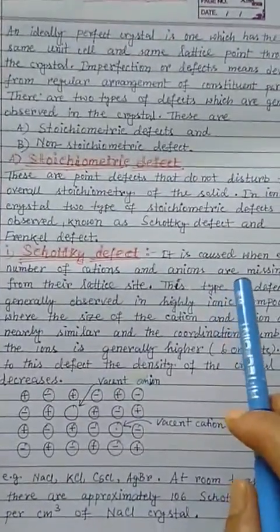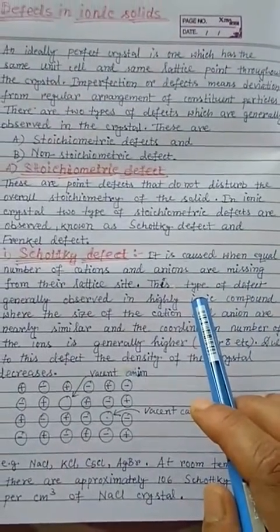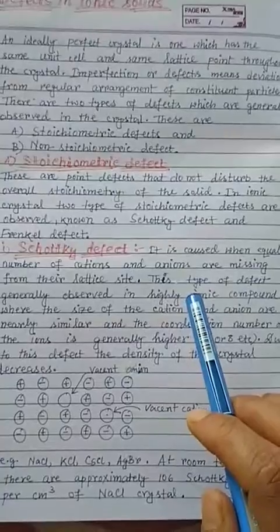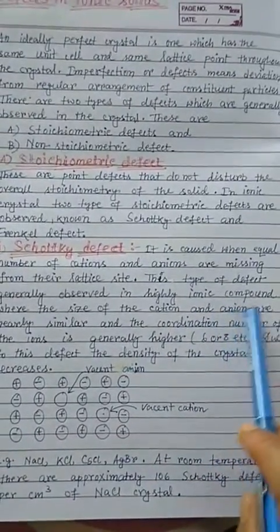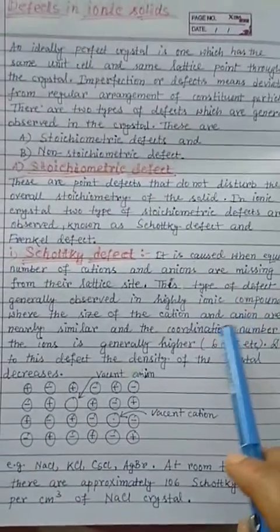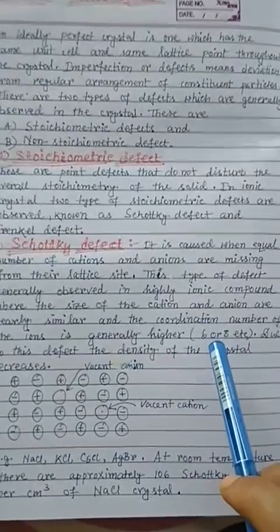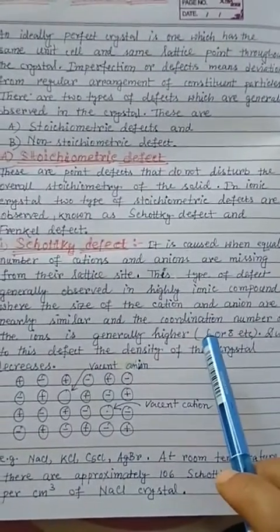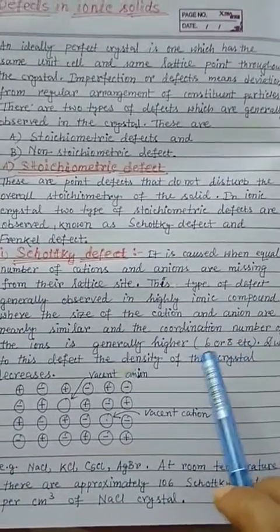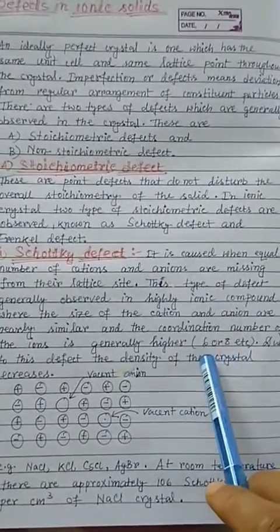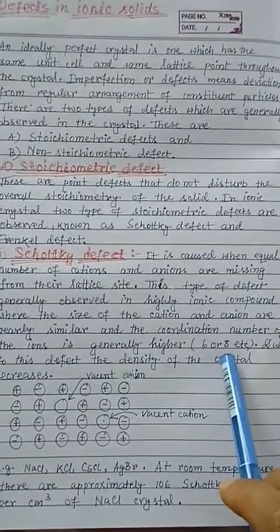The Schottky defect is caused when an equal number of cations and anions are missing from their lattice sites, and this type of defect is generally observed in highly ionic compounds. Mind it, highly ionic compounds, where the size of the cations and anions are nearly similar. That means there should not be any large difference between the size of the cations and anions. And the coordination number of the ions is generally higher, that means 6 or 8, octahedral or cubic site type of crystals. Within this we can find the Schottky defects.